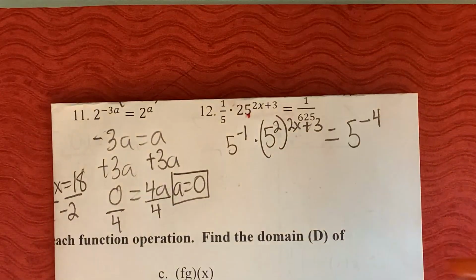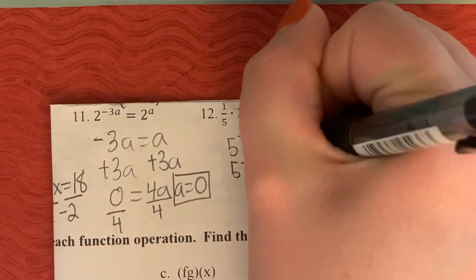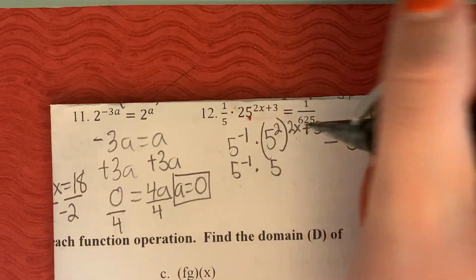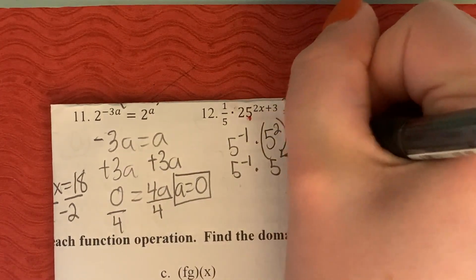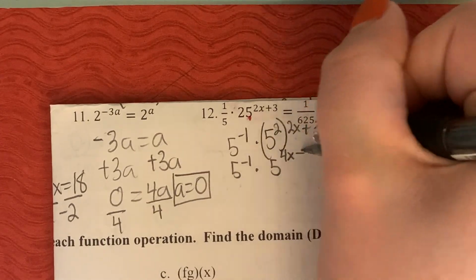Okay, and then we can focus on these exponents. So we have 5 to the negative first times 5 to the 2 times 2x is going to be 4x. 2 times 3 is going to be 6.